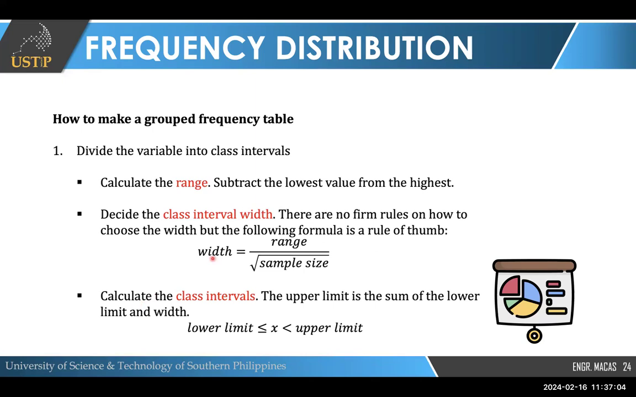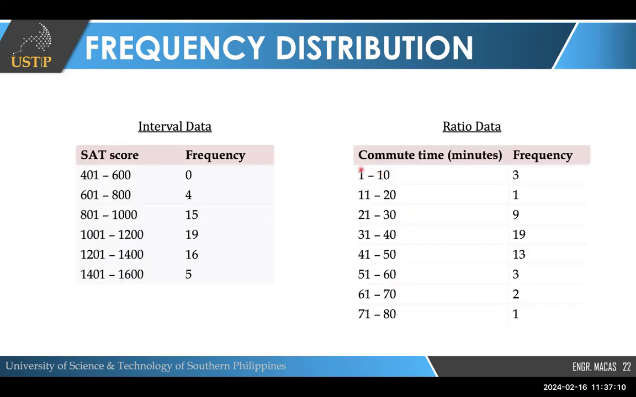After makakuha na kag width, class, you calculate na ang class intervals. So the upper limit, nakita ninyo na, no? Basically, if you have intervals, naa kay lower limit, and then naa kay upper limit sa imong certain intervals. So in this specific interval, atong lower limit is 1, and then upper limit is 10. For the second interval, our lower limit is 11, then upper limit is 20, and so on.